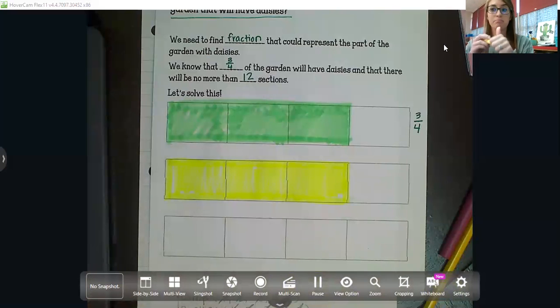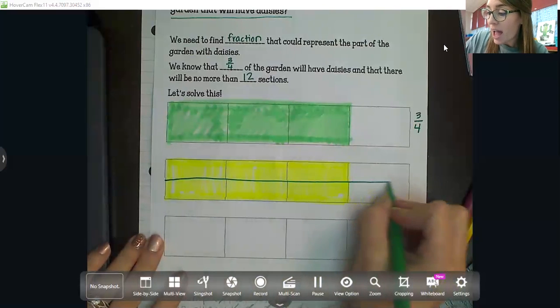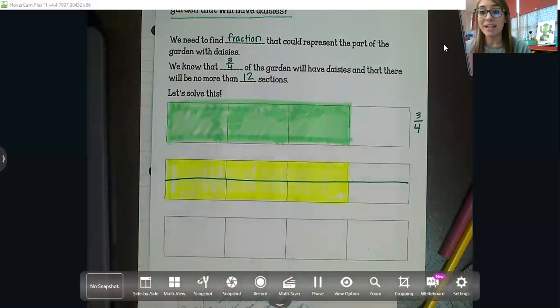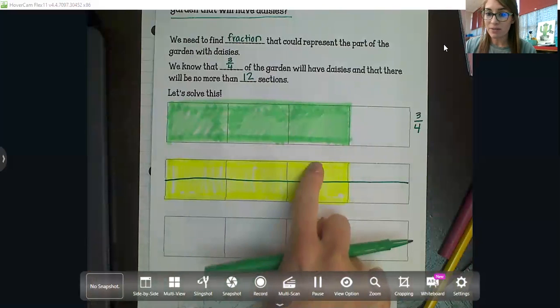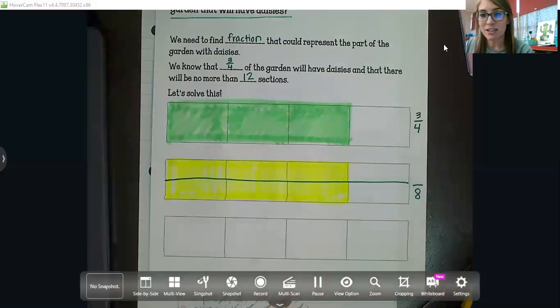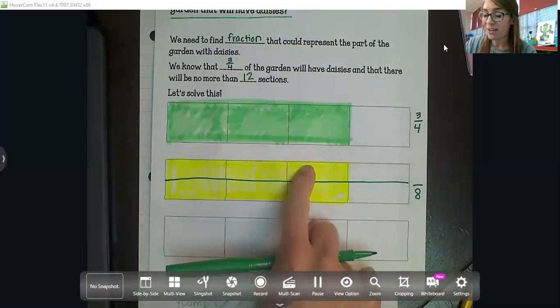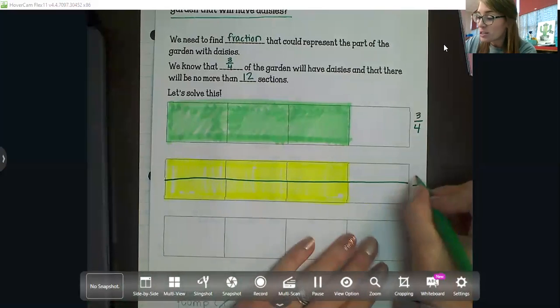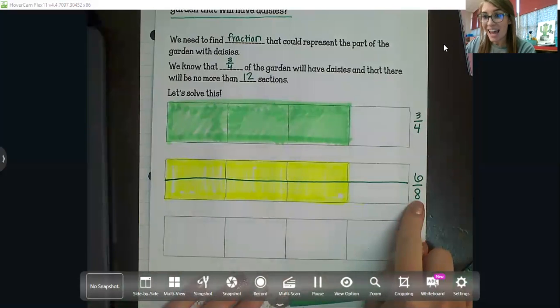Thumbs up for yes? Okay, but what happens if I do this and I cut that in half? How many sections do I have now? Very good. I have 1, 2, 3, 4, 5, 6, 7, 8 sections. How many are shaded out of the 8 total sections? 1, 2, 3, 4, 5, 6. Okay, so instead of 3/4, we could also have 6/8.